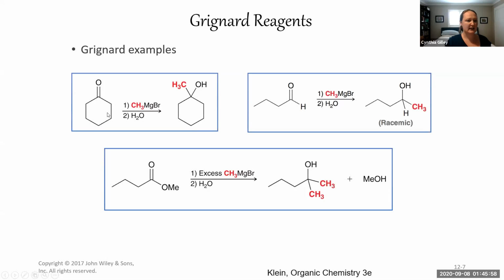When you react a ketone with a Grignard reagent, you end up with a tertiary alcohol. When you react an aldehyde with a Grignard reagent, you end up with a secondary alcohol. And when you react an ester with a Grignard reagent, you also end up with a tertiary alcohol. The difference is 2 of the Grignard reagent R groups have been incorporated into that tertiary alcohol.